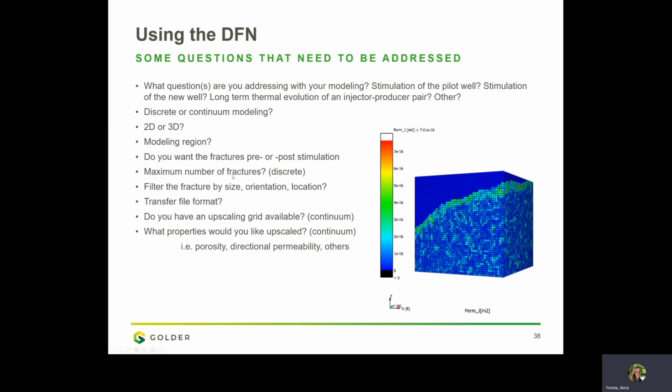Is there a maximum number of fractures that you need? Should we be filtering these DFNs by size, orientation, location? And what format would you like them in? If you want continuum modeling, do you have an upscaling grid available? And what properties do you need? Porosity and directional permeability are the most common ones, but there are others that we can do as well. So we would like to share this reference DFN and the work we've done in identifying particular DFNs for particular purposes with the greater community.